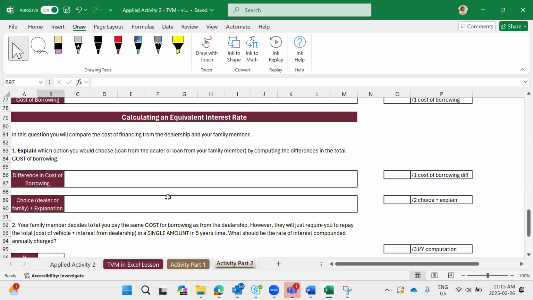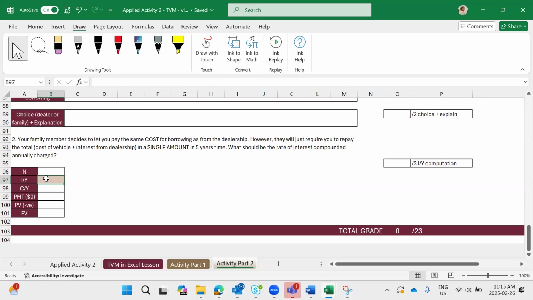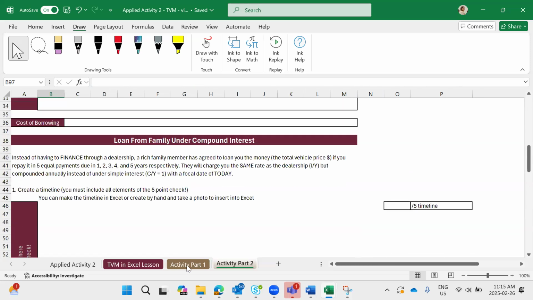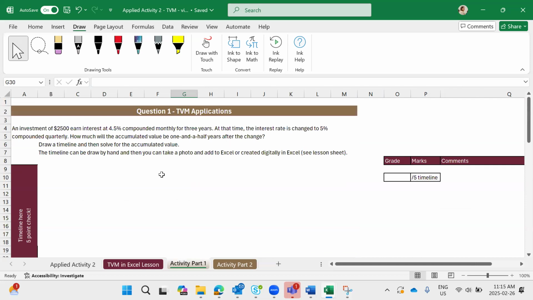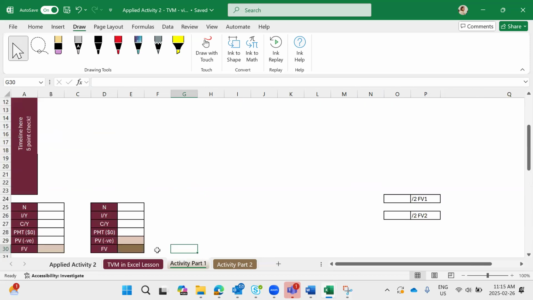But in the last part, the question says, if you want to owe the family member the exact same amount that you would have owed Toyota, what is the interest rate that would need to be used? So this one you'll have to calculate an I/Y, whereas the other questions you're calculating future values or present values for the activity questions. Okay, so that is the assessment.